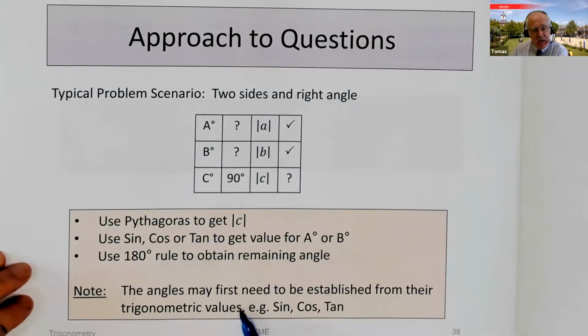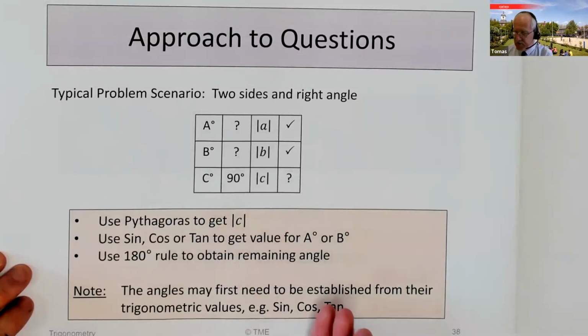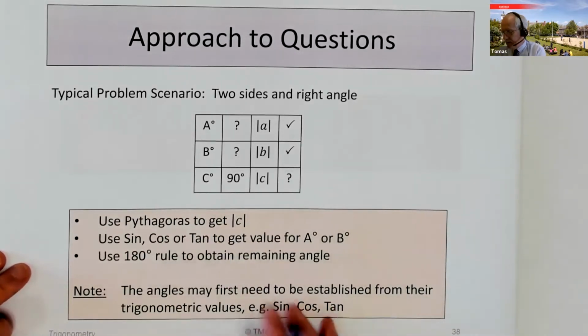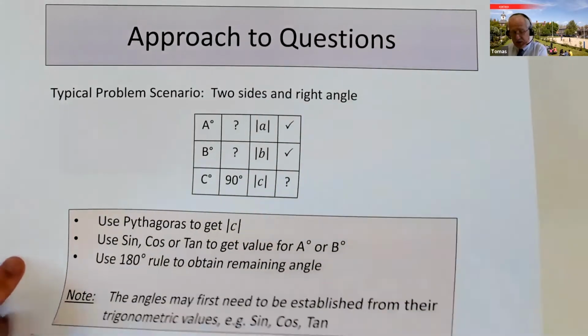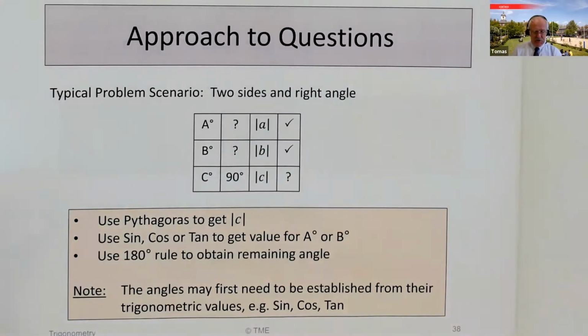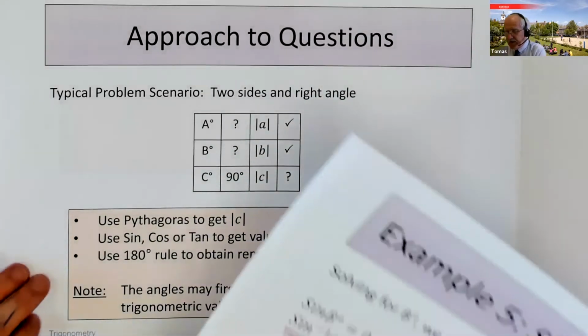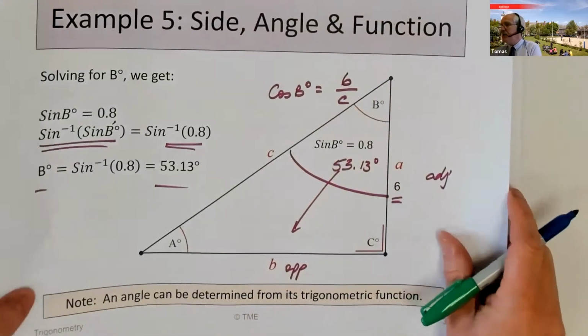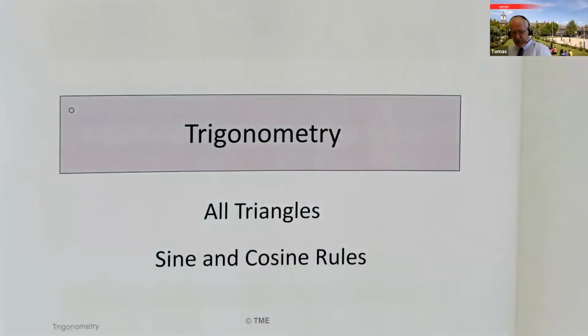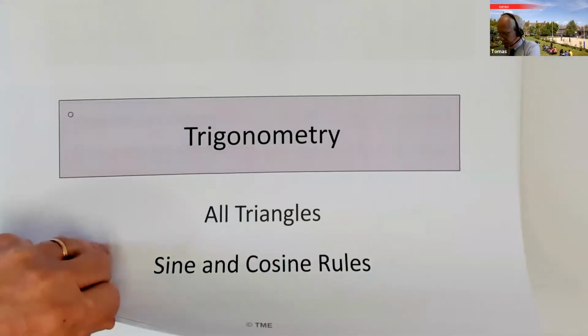So remember that the angles may first need to be established from their trigonometric values. So sometimes they don't tell you that the angle is 30 degrees. They might say the sine of the angle is something. And then you have to work out what that is. But that's the full set of questions you can get on right-angled triangles. That's the full course on that. Now, it's not the full course on trigonometry, but it's the full course on right-angled triangles.